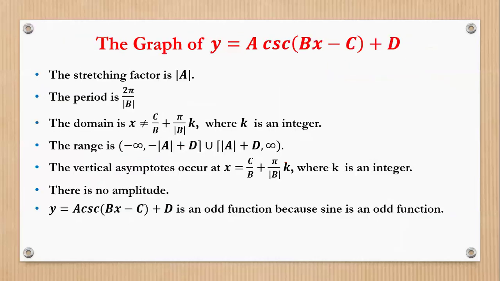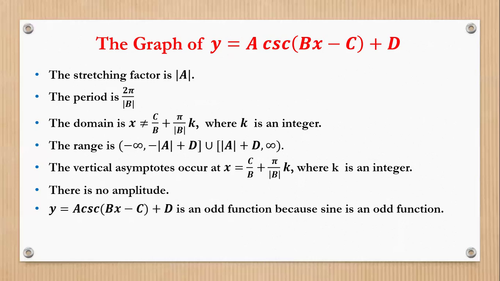But if we want to graph the cosecant without graphing the sine, this is the information that we need. We know that the A is called the stretching factor for this function. The period is 2 pi over b because cosecant is 1 over sine, and the period of the sine is 2 pi over b, so the period of cosecant is also 2 pi over b.